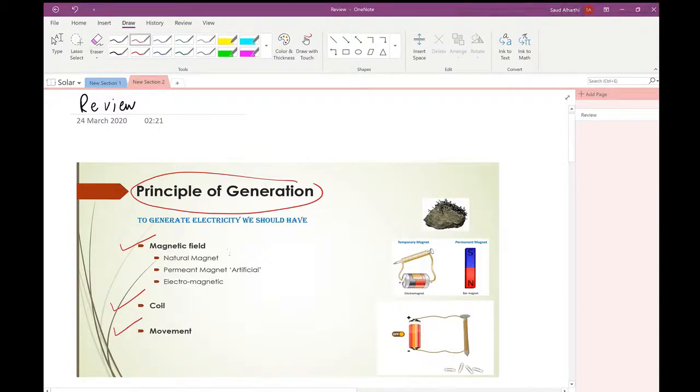The magnetic field can be achieved by using natural magnet, permanent magnet, or temporary magnet. Temporary magnet is an element that is able to be magnetized if the electric current passes through it. Like this example: if we have an iron screw and we connect this iron through a coil to a battery, if we turn on the battery, the electric current will pass and these clips will be attracted.